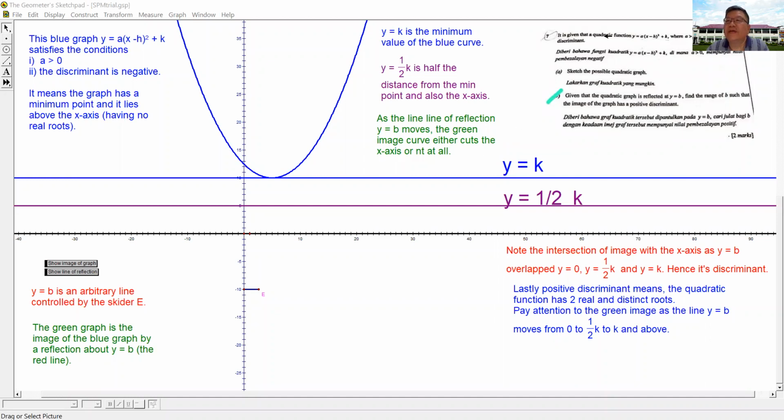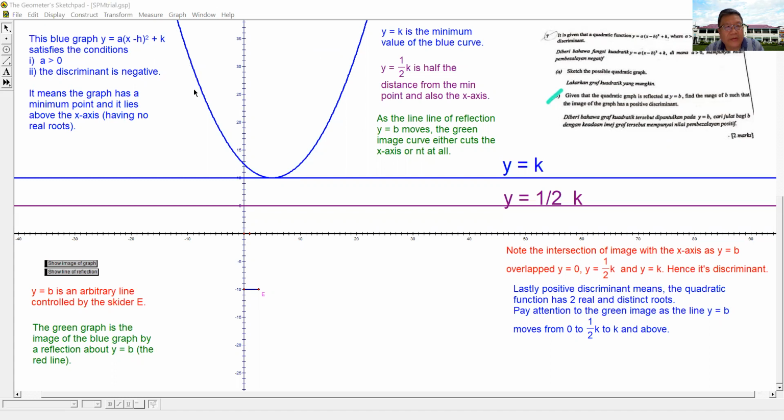Okay, now let us look at this question. It is given that a quadratic function y equals a(x minus h) squared plus k, where a is greater than 0 and has a negative discriminant. Now, if you look at this blue graph, it satisfies the conditions given. That is, a is greater than 0.